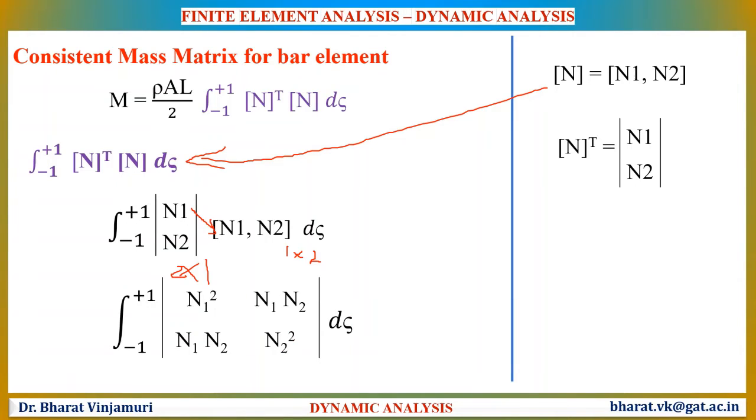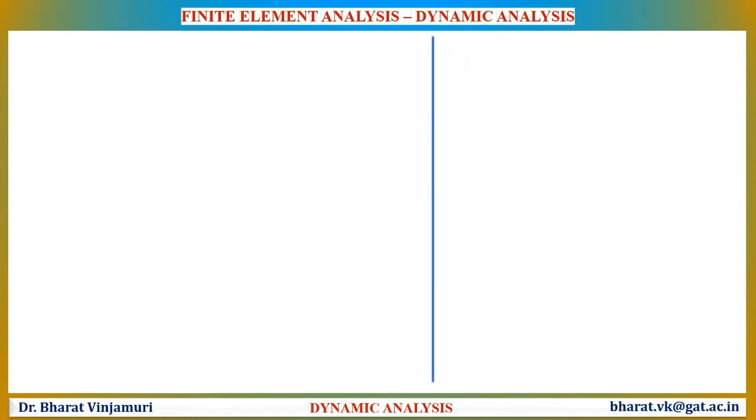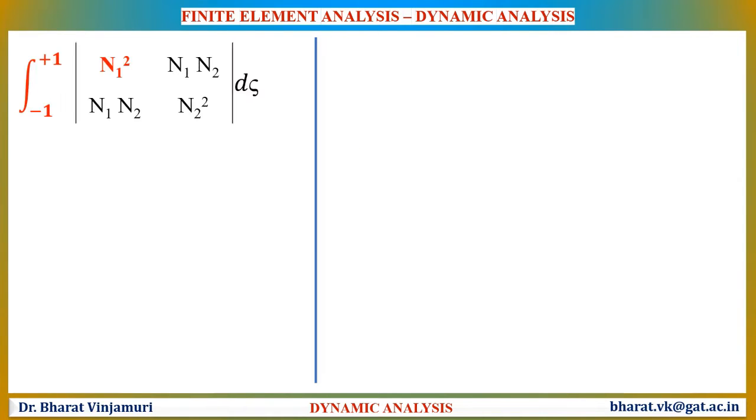Thus this matrix after multiplication is obtained as follows: N1 multiplied by N1 results in N1 square. Similarly, N1 multiplied by N2 results in N1 N2. Thus the other terms are obtained. Let us now start integrating each term.